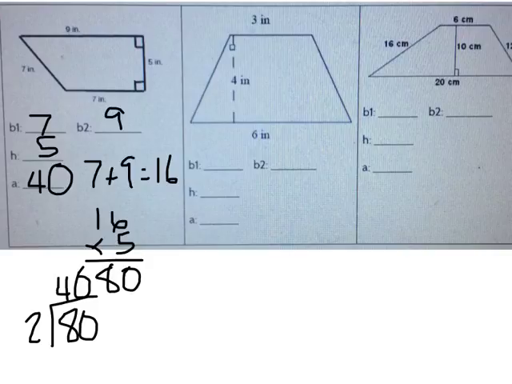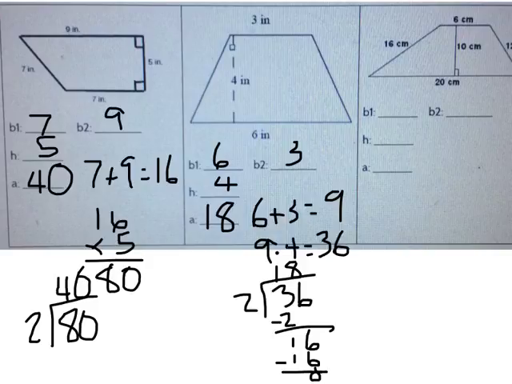Try the next one. What's the area of that trapezoid? The area is 18 square inches. 6 plus 3 is 9. 9 times 4 is 36. 36 divided by 2 is 18.